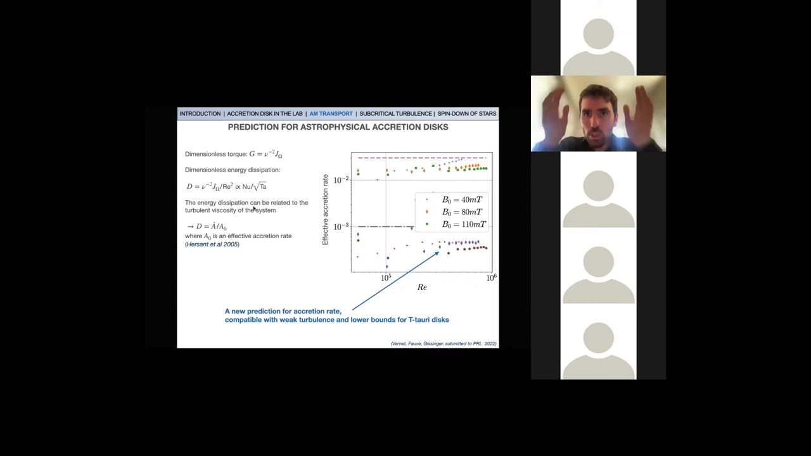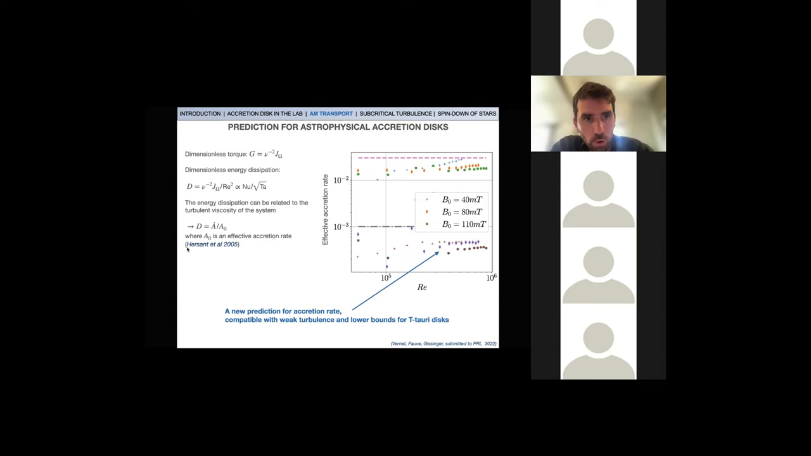Once you get an ultimate regime, it is very convenient to make predictions for astrophysical objects, because we are saying that we reached the ultimate regime, so there is no reason that it should change anymore. We can extrapolate our data up to the Reynolds number of astrophysical disks. We should get the same answer because it is in the ultimate regime. I won't detail this calculation too much. There are people before us who did that with Taylor-Couette flow.